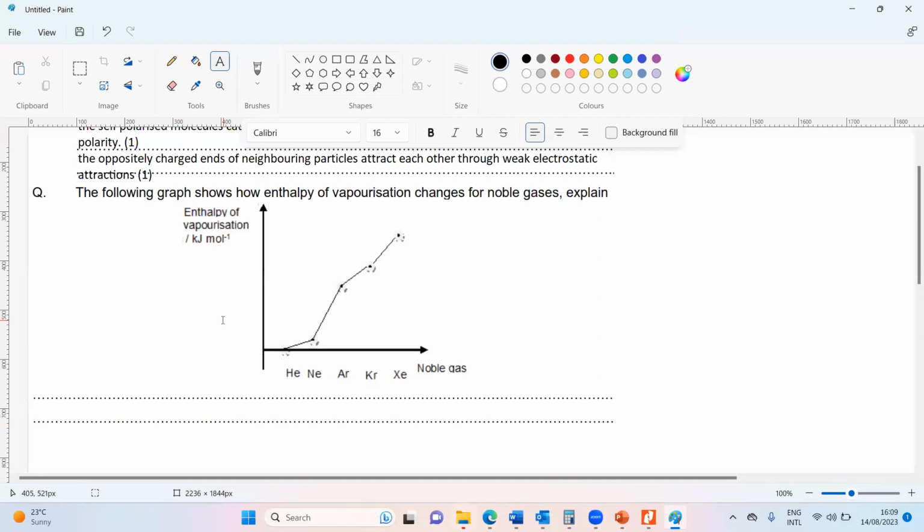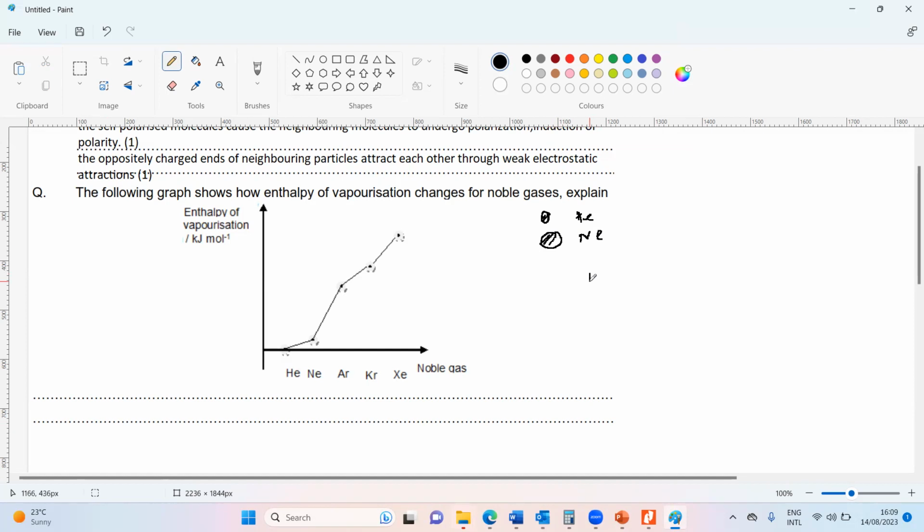See, noble gases: helium, neon, argon, krypton, and xenon. When you move down the group, this is a small particle size. This is helium. And this is neon. And argon is a bigger molecule or bigger particle. And krypton.